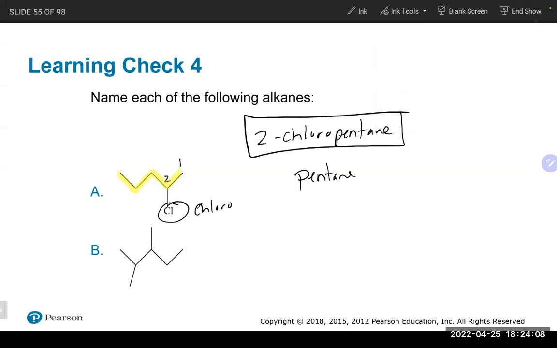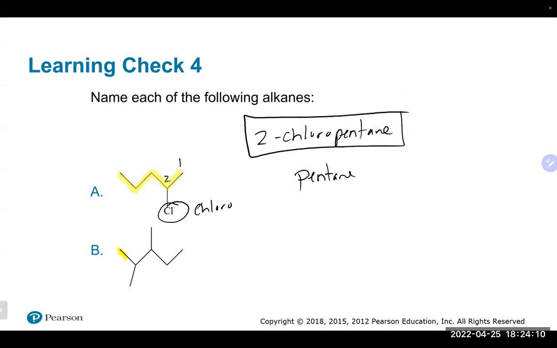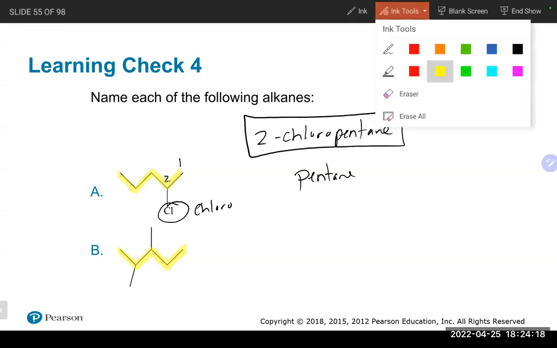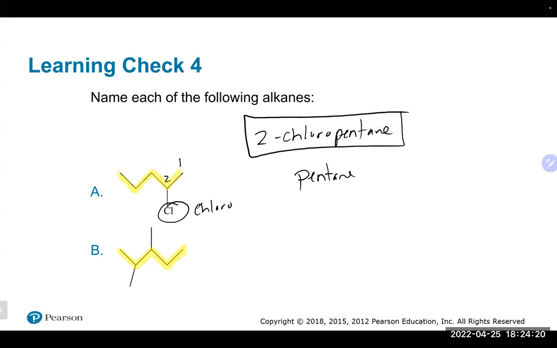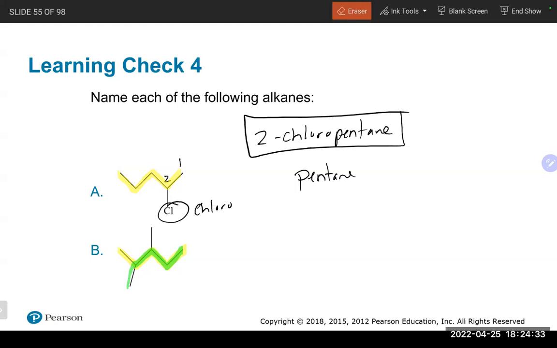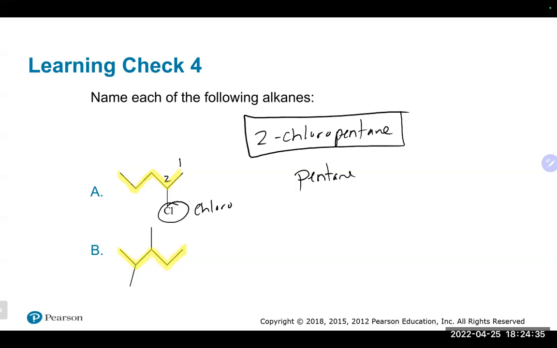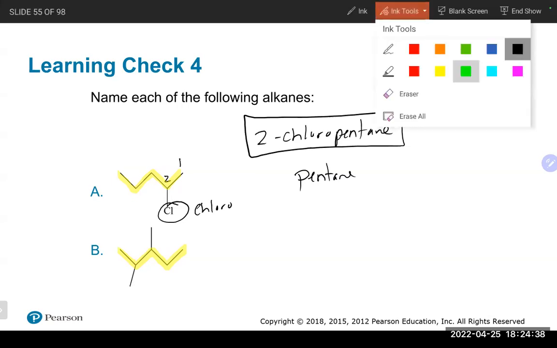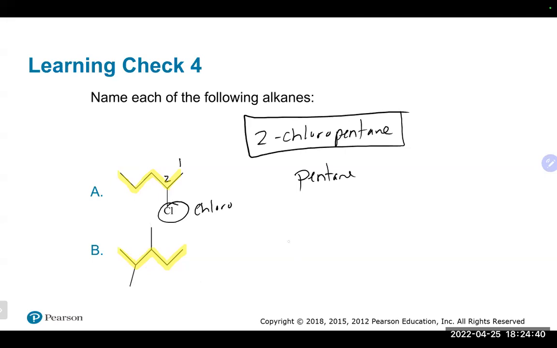Looking at the next one, we got 1, 2, 3, 4, 5. That is the longest. You could also, by the way, if you wanted to get to 5, go this way, 1, 2, 3, 4, 5. So whichever way you want to go should be fine. But it does look again that 5 looks like a winner there. So we'll just take the straighter one. So 5 again is going to be pentane as our main group.